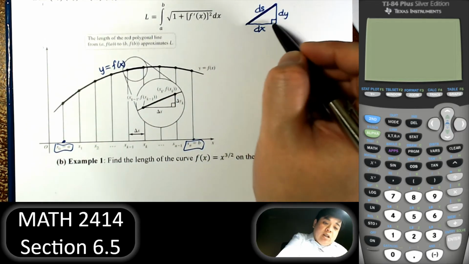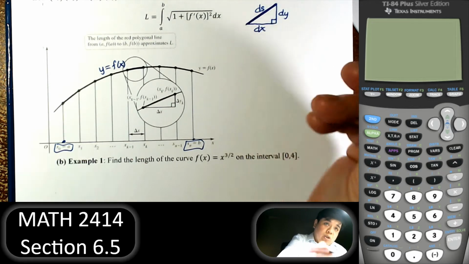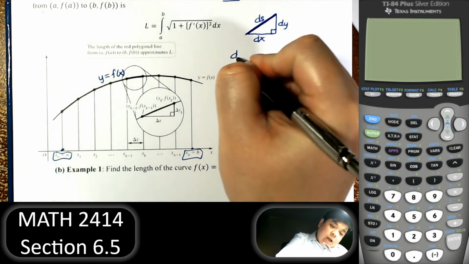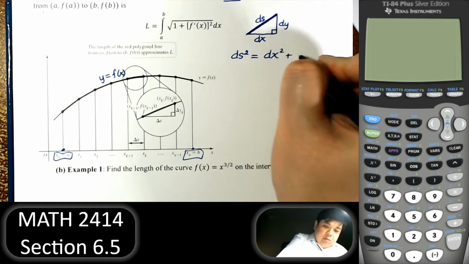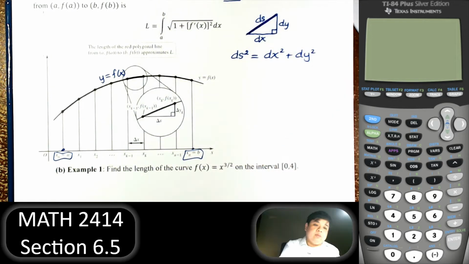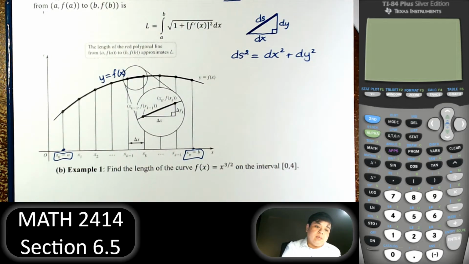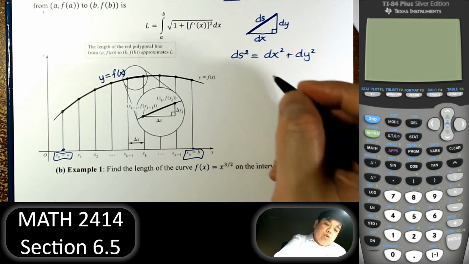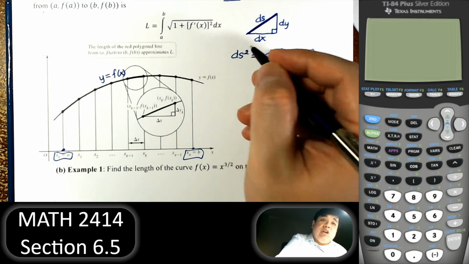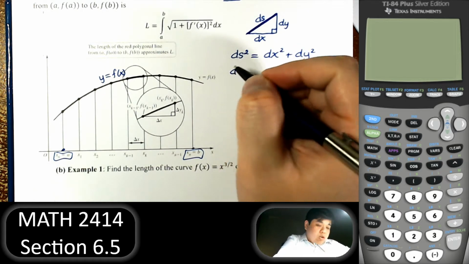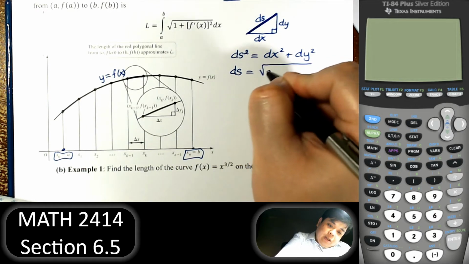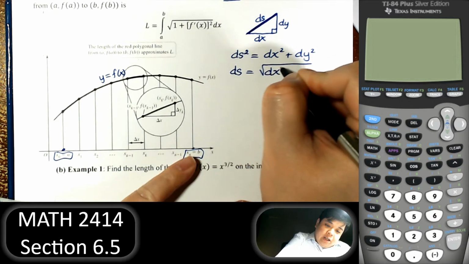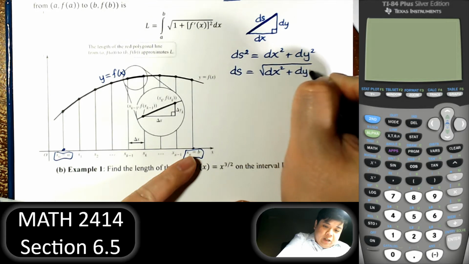Right, now this is a right triangle, so we have ds square equal to dx square plus dy square. Right, now take the square root on both sides, and we don't need the plus or minus here because we only need the positive values. So ds is equal to the square root of dx square plus dy square.